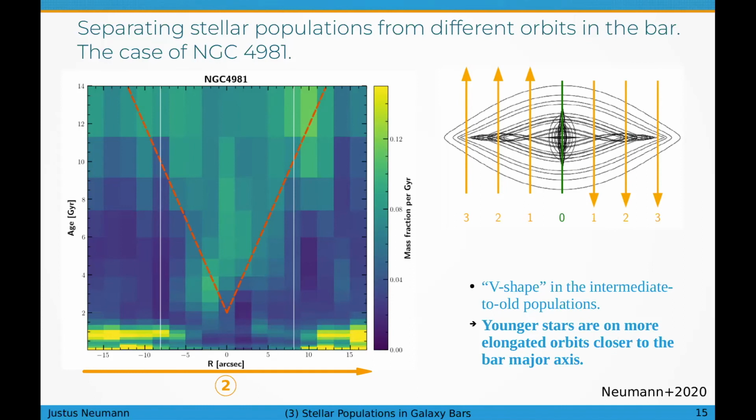First of all, you can clearly see on the bottom left and right that there's a lot of recent star formation outside of the bar in the disk. So this is not interesting right now. What I want you to look at is the V shape that is clearly seen in the intermediate to old stellar populations. This shows us that there are more intermediate age stars close to the bar major axis, and then the old stars are across the whole bar. Looking back at the stellar orbits on the right-hand side, this shows us that younger stars are on more elongated orbits, very close to the bar major axis, whereas older stars are on rounder orbits.